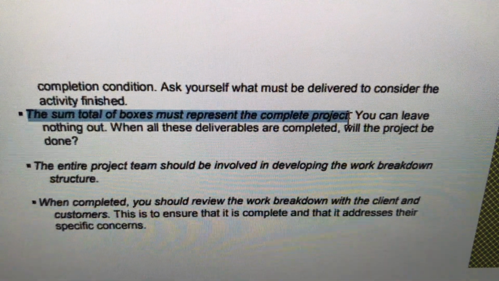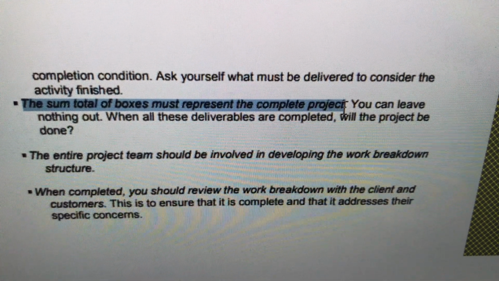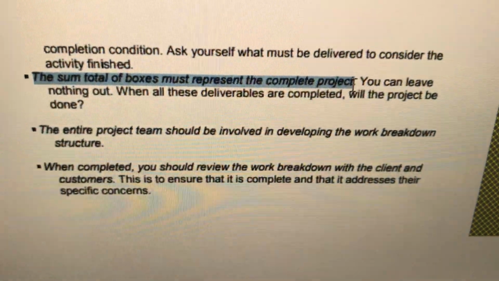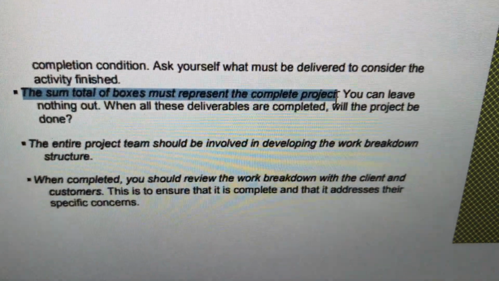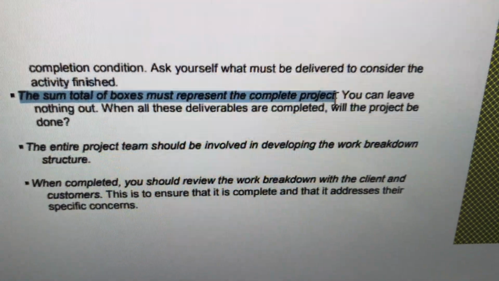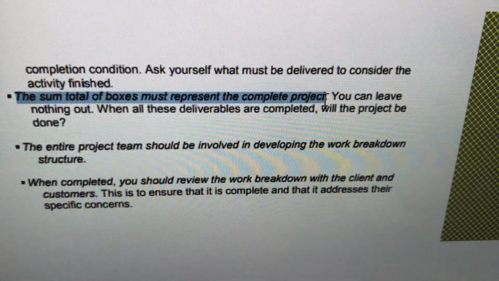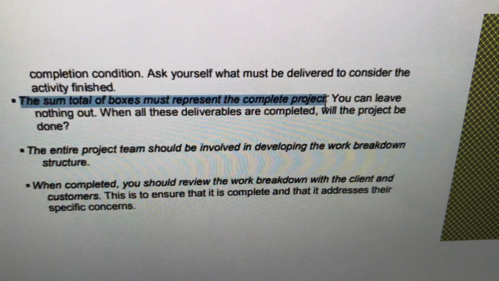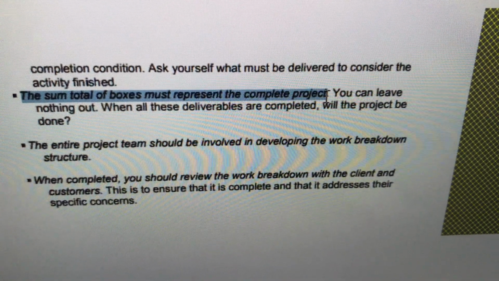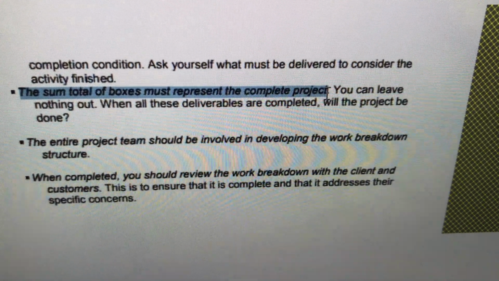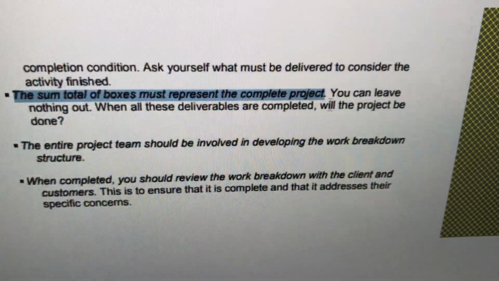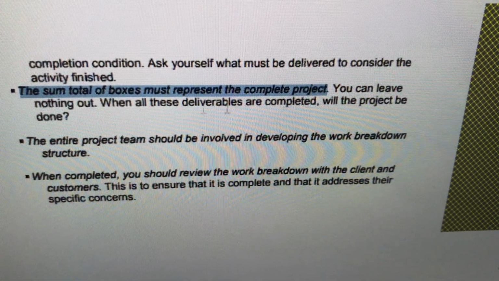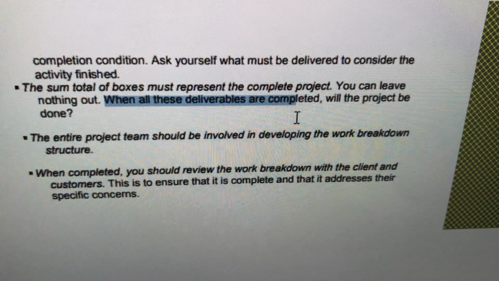Here you can read it as the last box, the work package level box. That's what I was mentioning. You don't have to add the parents, because parents are the sum total of the children. So if you add all the childmost level, they are already represented as scope. You can leave nothing out. When all these deliverables are completed, the project is done.